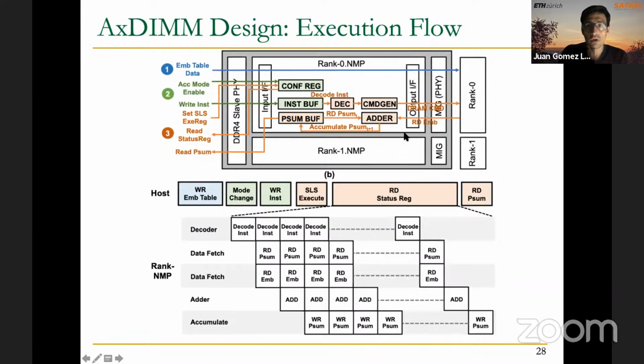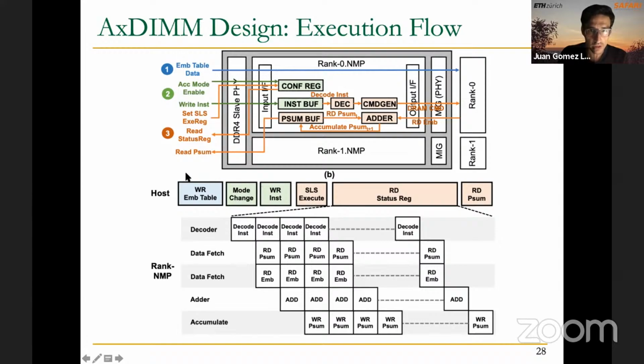And now we can take a look at the execution flow. How is the execution being done in this system? Notice that here on the top we have the rank 0 NMP, the processing element corresponding to rank 0, and here we also have the other one corresponding to rank 1, with the corresponding components of each of them. And we are going to see these step by step.